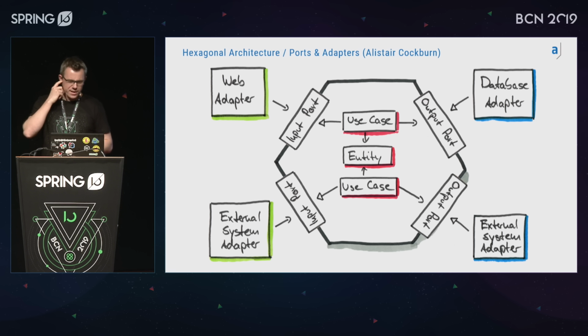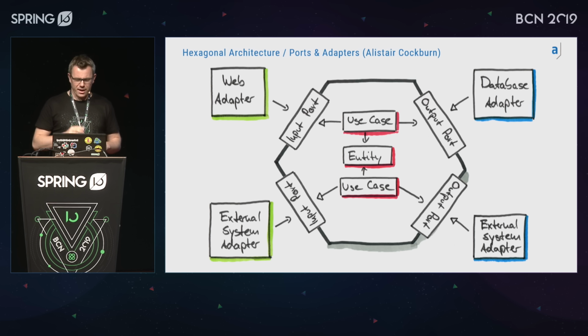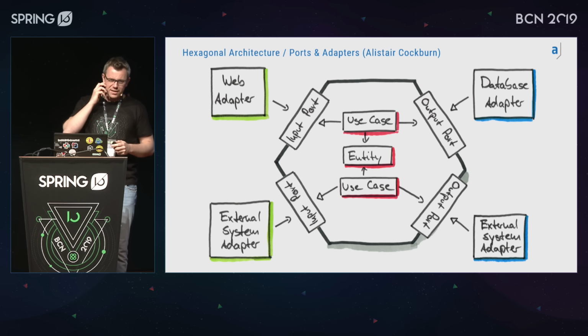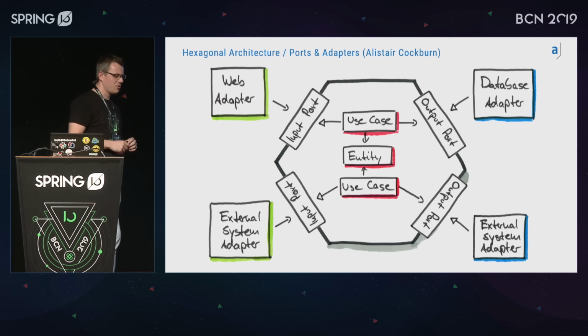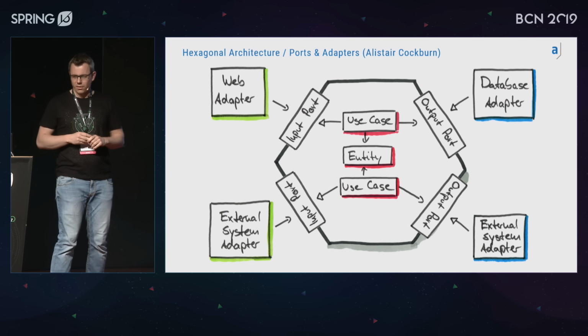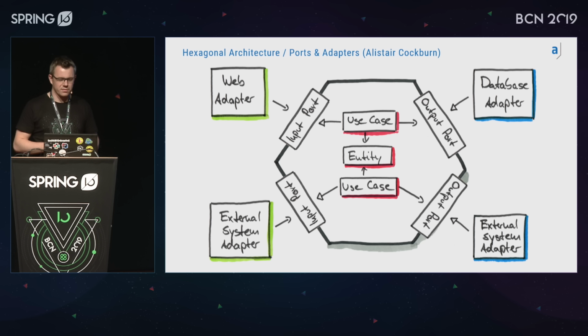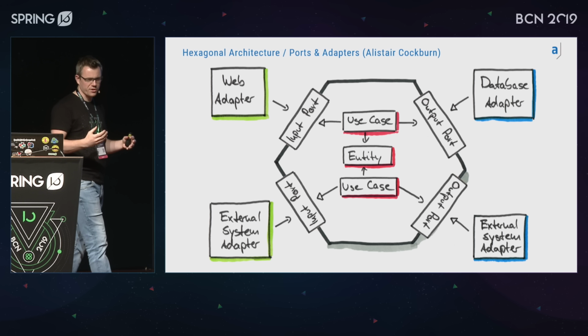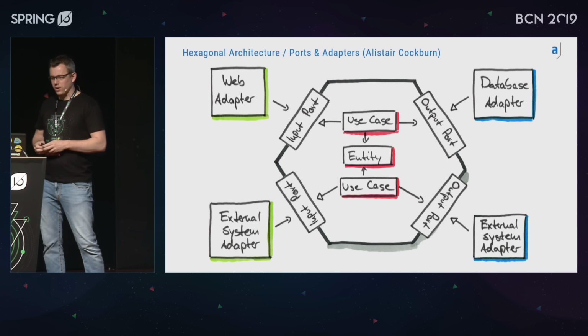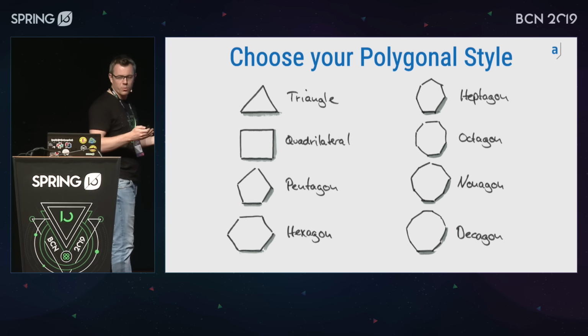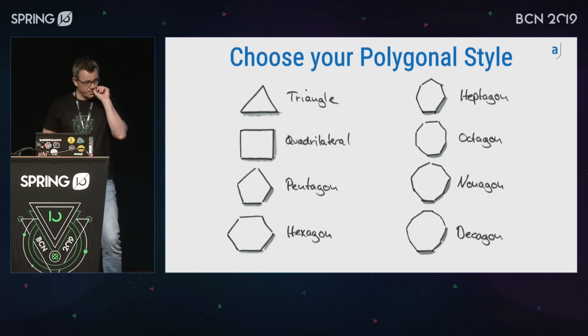So why is this a hexagon? I don't really know. And I don't think Mr. Cockburn, who branded the word hexagonal architecture, I think I read somewhere that he meant just it's because boxes with 4 corners are boring, and he wanted to show that an architecture can actually have more than 4 sides. I don't really know what he meant, but if you think that 6 sides are too much for you, you can just choose any polygon you want.